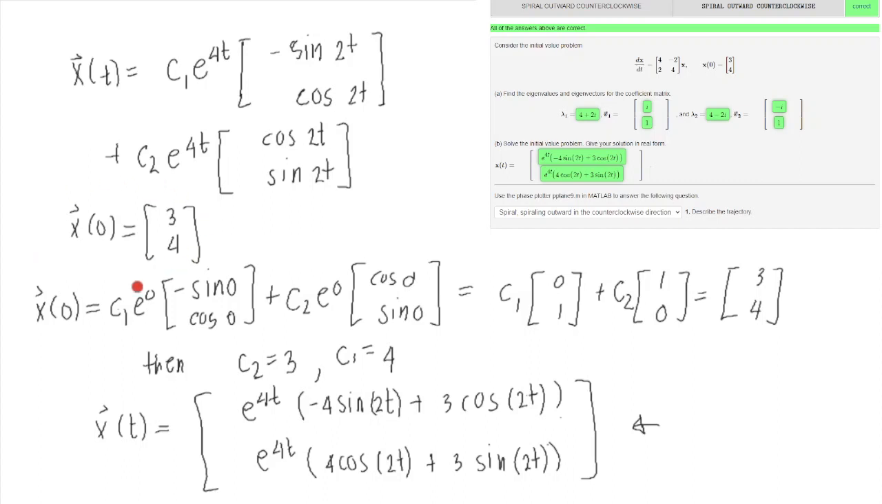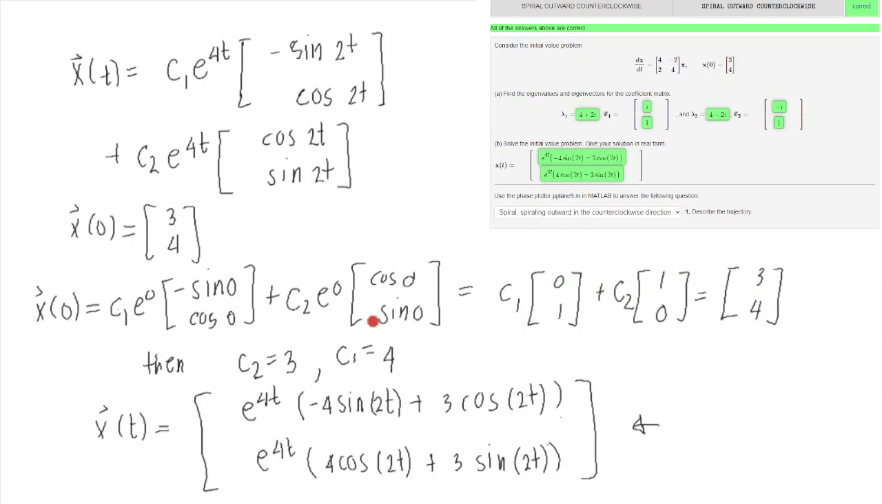Our initial condition is x0 is (3, 4), so when t is 0, your solution is (3, 4). Then let's substitute 0 here into the solution that we got: negative sine 0, cosine 0, e to the 0 here, cosine 0 here, sine 0 here, is equal to c1 times (0, 1), since sine 0 is 0, cosine 0 is 1, and e to the 0 is 1, plus c2 times (1, 0), and this should be equal to the vector (3, 4).